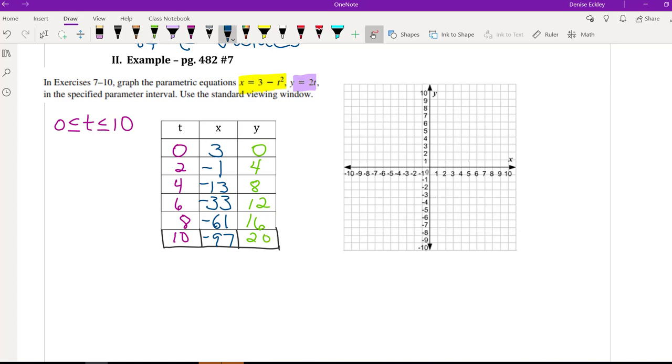So graphing the points that we can, we're going to be graphing this set of points, our XY pairs. So we're going to have 3, 0. Then we have negative 1, 4. And then we have negative 13, 8. So I'm going to kind of guess where that is. And I can't graph the rest of them, but it's going to look like that. It's going to go in that direction. So that's number 7.